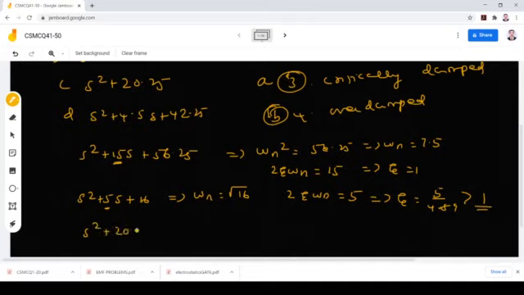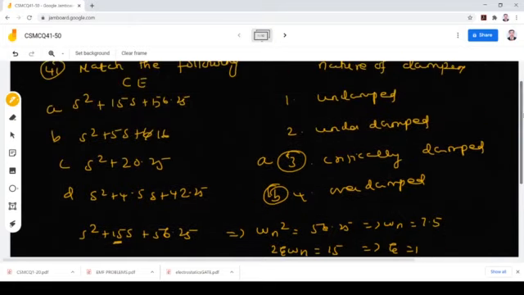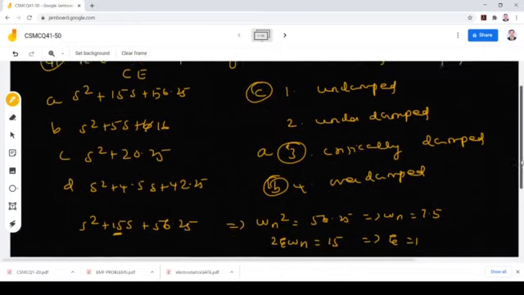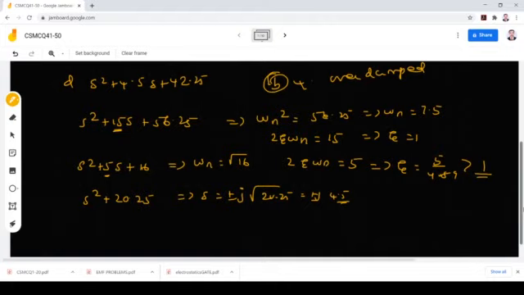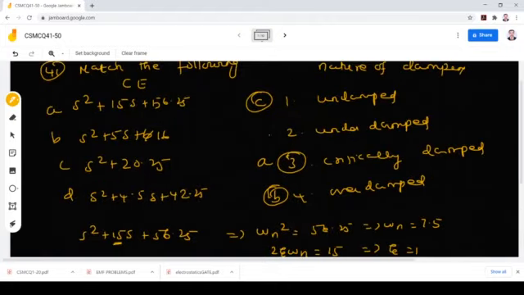S square plus 20.25. So what do you think? This will indicate s is equal to plus or minus j root of 20.25, that is 4.5. Right? So plus or minus j 4.5. So it is nothing but undamped. So there is no zeta, it is an undamped system. So zeta is absent, so undamped system. The last one must be an underdamped system. No need to do. Fine, right.